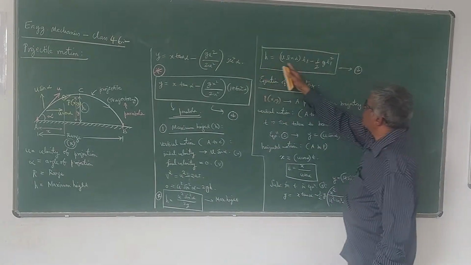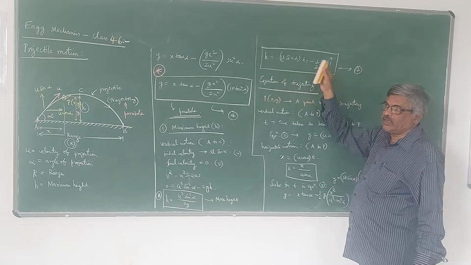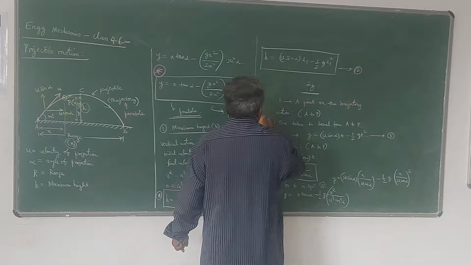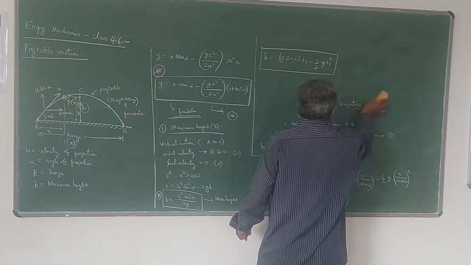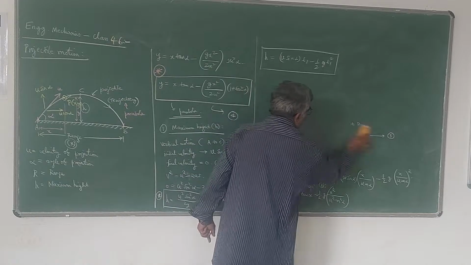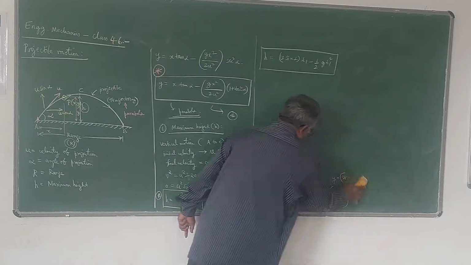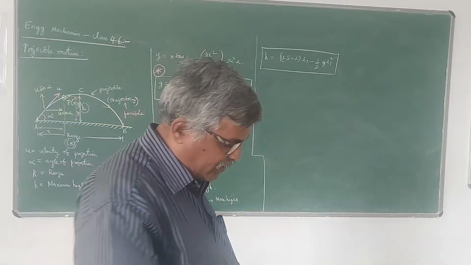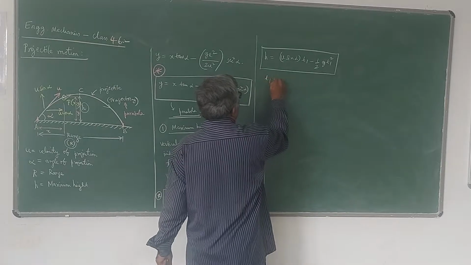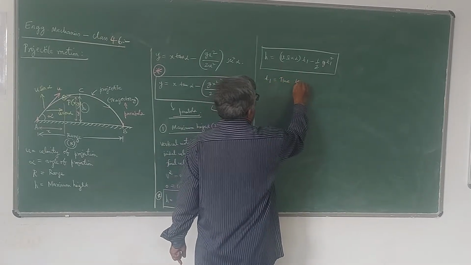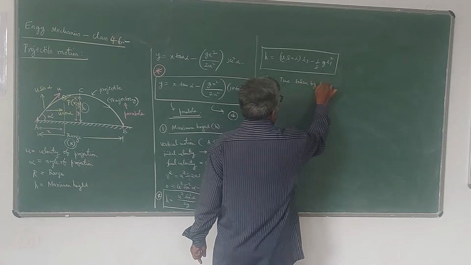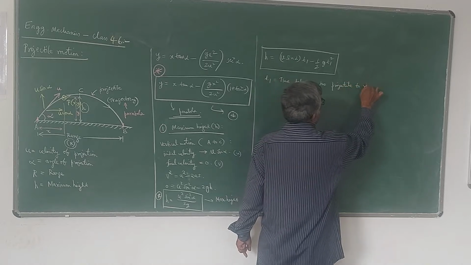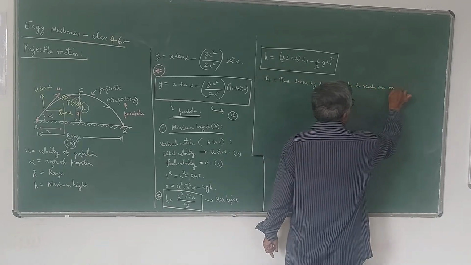Next is the time required to reach the maximum height, that is T1. I have written this equation for the vertical motion of the projectile. Now we will find out T1. T1 is the time taken by the projectile to reach the maximum height. Let us see how we can find out that T1.